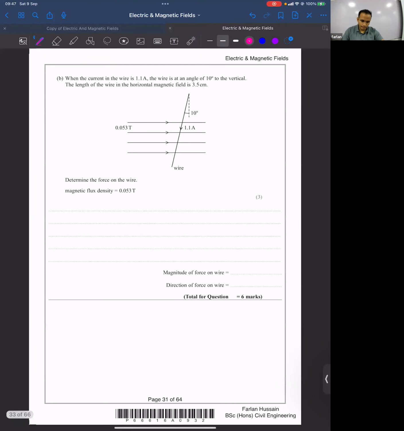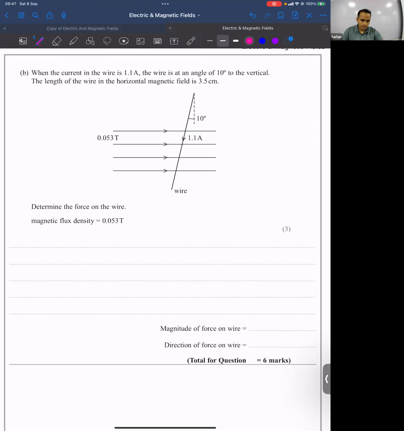Part B, when the current in the wire is 1.1 amperes, the wire is at an angle of 10 degrees to the vertical.